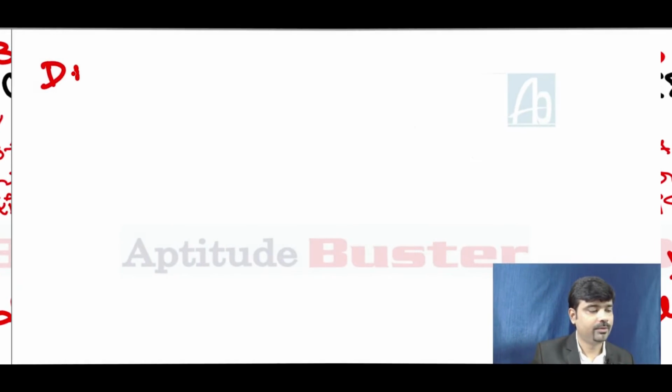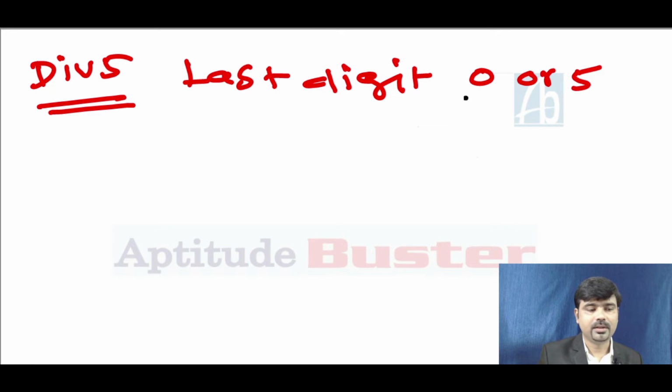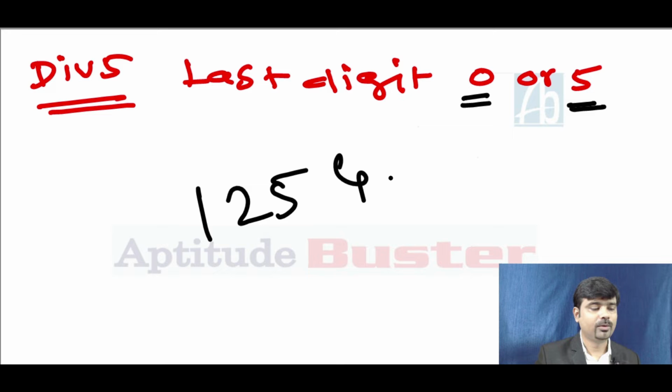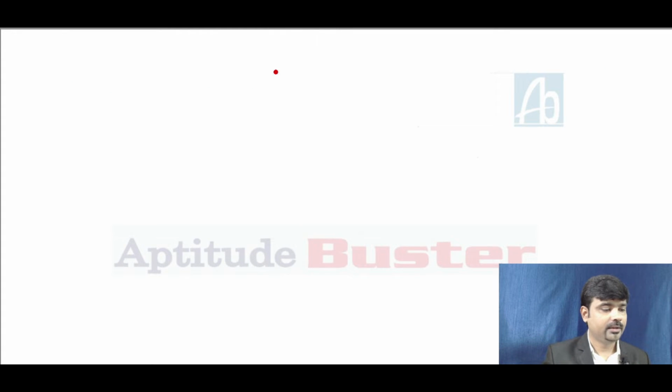The divisibility rule for 5 is very easy. The last digit is either 0 or 5. If a number ends in 0 or ends in 5, it is divisible by 5. 12540, is it divisible by 5? Yes. Next, 1395, is it divisible by 5? Yes.